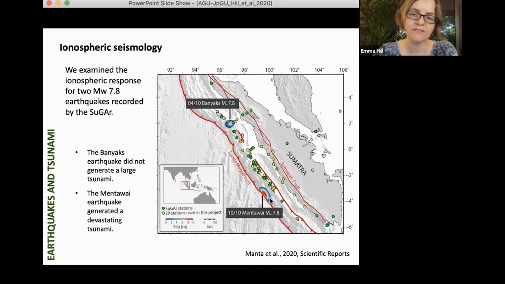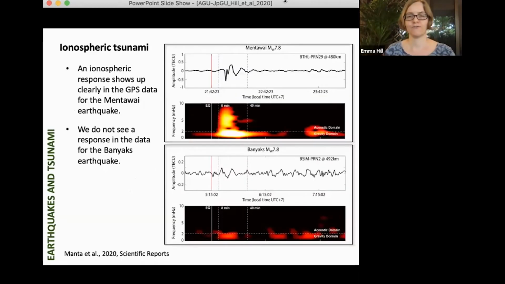But the difference is that the Mentawai one was shallow, and therefore it really lifted up the seafloor and generated a very huge tsunami. Whereas the Banyaks one was deep, and didn't generate very much of a tsunami. So we wanted to look at what was the ionospheric response for that.